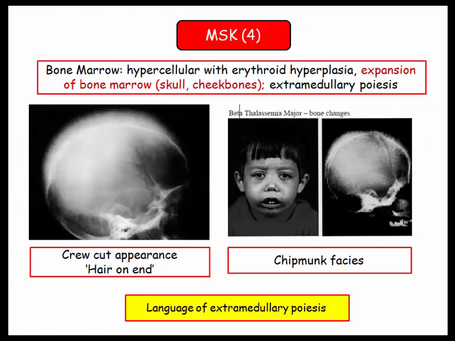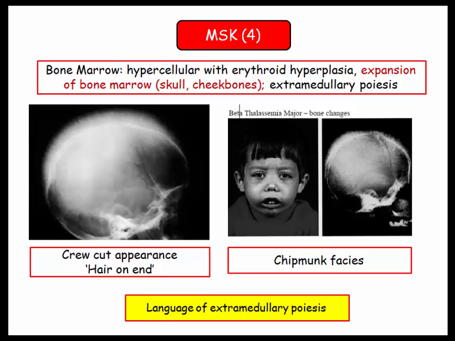I include extramedullary hematopoiesis as a musculoskeletal manifestation, as it is characterized by expansion of the bone marrow. The skull is classic, with description of crew-cut appearance or hair on end. Cheekbones may expand as well, creating the classic chipmunk facies. This will be the language of extramedullary hematopoiesis.